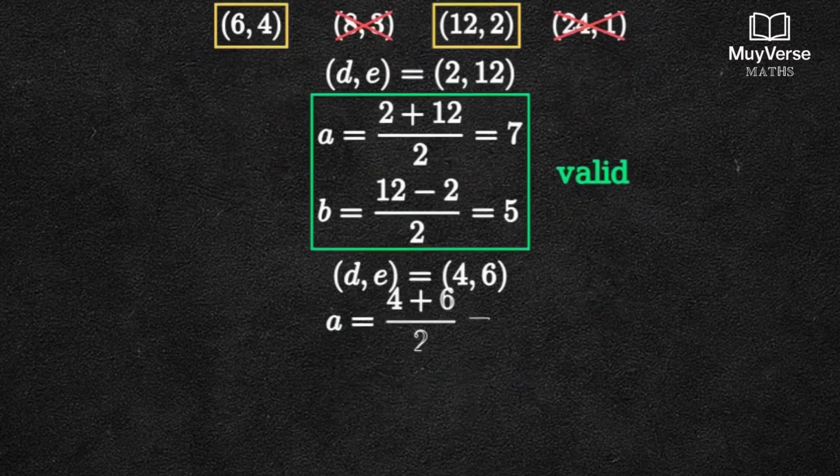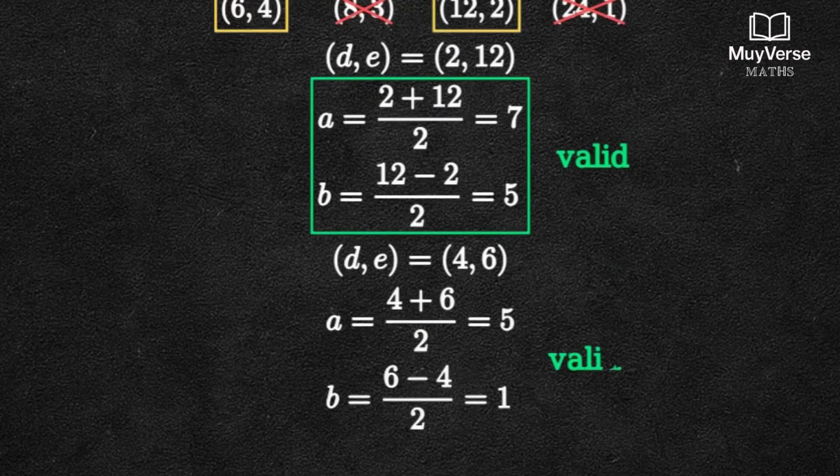Reject. Finally, d equals 12 and e equals 2. Then a equals 7, but b equals (2 minus 12) over 2 equals negative 5, which is not positive. Reject. Step 5. Collect the positive integer solutions.